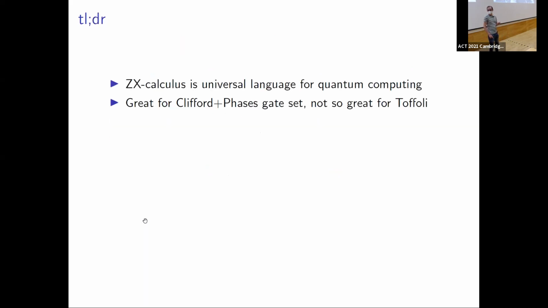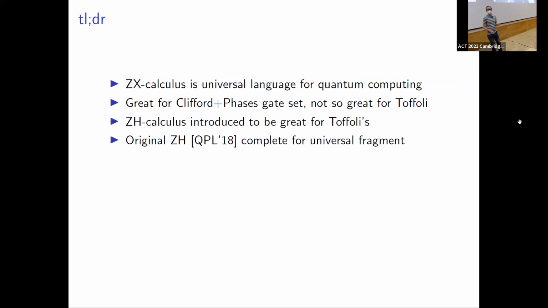So the ZX calculus, which some of you might be familiar with, is a universal and complete language for quantum computing. So you can do anything graphically that you want to reason about quantum circuits. And this is a great language if your gate set is Clifford plus phases, which is a very common gate set for quantum computing, but it's not the only gate set. For instance, if we think about Toffoli gates, which are these controlled AND gates, which are also really useful, then the reasoning in ZX calculus is harder, less natural. And so the ZH calculus was introduced to be useful for these Toffoli gates, for these multilinear logic gates.